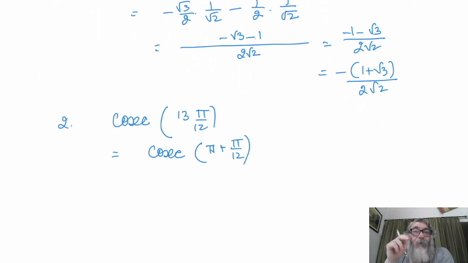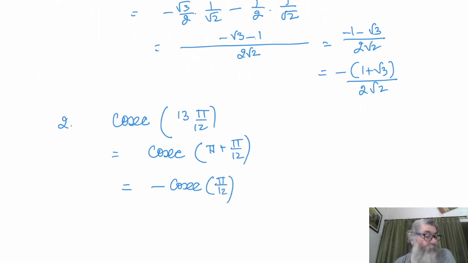And cosec 180 plus theta, pi plus theta, will go into the third quadrant. In the third quadrant, it is going to be negative. It will be minus cosec pi upon 12. Cosec pi upon 12 is what? Minus cosec 15. Pi upon 12 is 15, since 180 divided by 12 will give you 15.